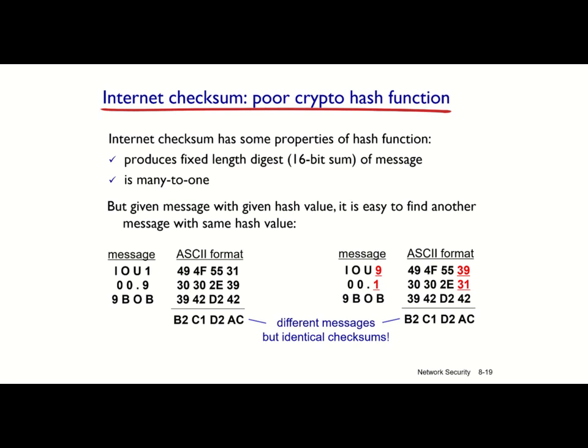However, it's not a good crypto hash function, because if you have a hash function and a hash value of a certain message, it's easy to find another message with the same hash value. You can simply twist the message a little bit so that the message is different, but the hash value is still the same as the original message. So it's not safe to use checksum as a crypto hash function, but there are many other hash functions that are used as crypto hash functions.